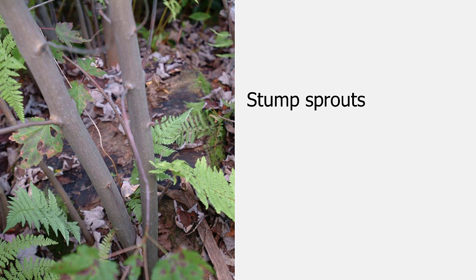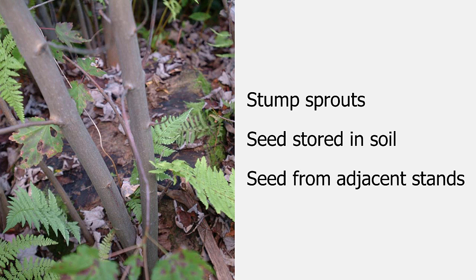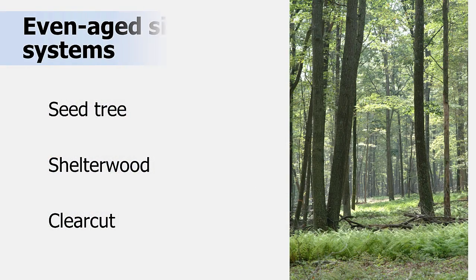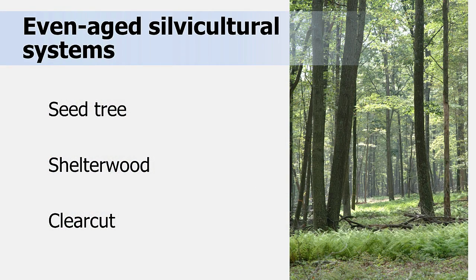Ideally, stump sprouts, as seen here, as well as seed stored in the soil and seed from adjacent stands, will contribute to regeneration success. With species that root sucker, such as aspen, clear-cutting can lead to rapid restocking. Understanding when and how to use even-aged forest regeneration systems, seed tree, shelterwood, and clear-cut, is critical for achieving sustainable forest management.